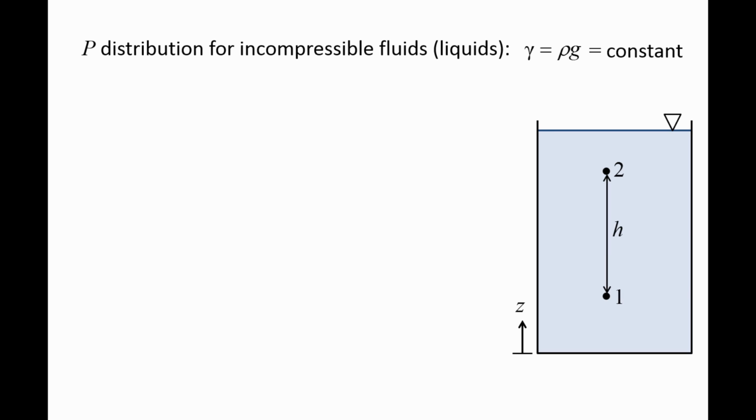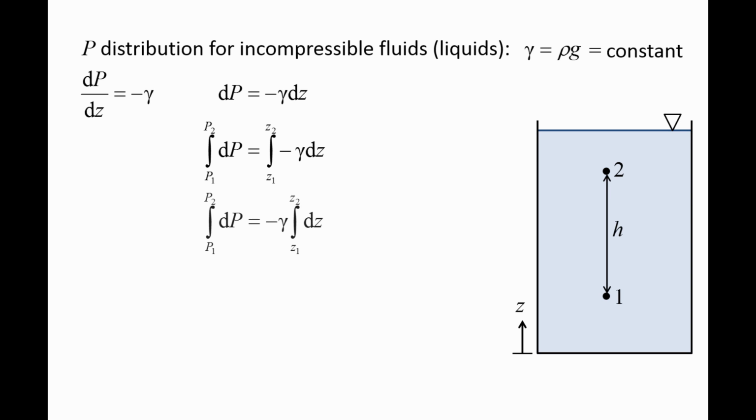Here is a tank of static liquid. Points 1 and 2 in the liquid are separated by a distance h. We can obtain an equation for the pressure difference between these 2 points by starting with the hydrostatic pressure gradient dp/dz equals negative gamma. Bring dz to the right side of the equation and integrate from point 1 to point 2. On the left side of the equation, we integrate from pressure P1 to pressure P2, and on the right side of the equation, we integrate from height Z1 to height Z2.